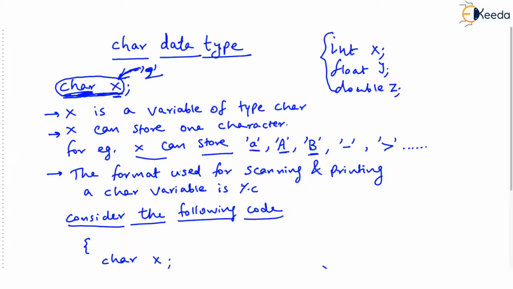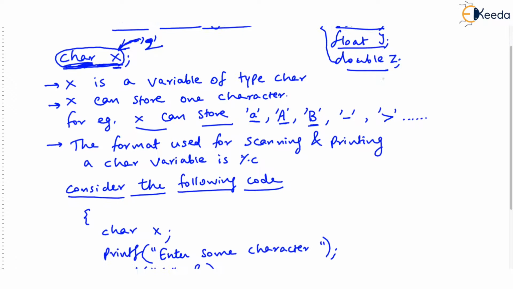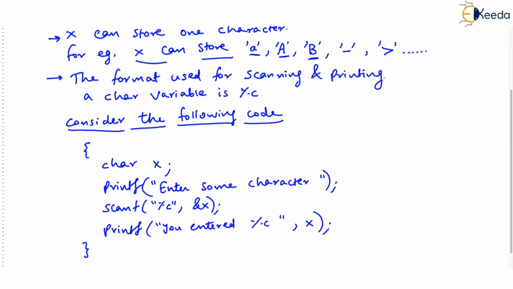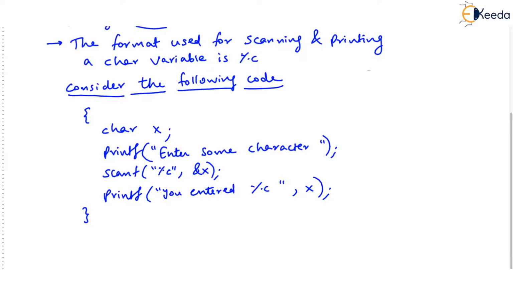So how do you input and output a char variable? Like how do you input an integer? You use scanf %d, isn't it? Or how do you input float? You use scanf %f, or double %lf. Like that, there is a format for entering a character value, which is %c. %c will be the format used in scanf and printf.